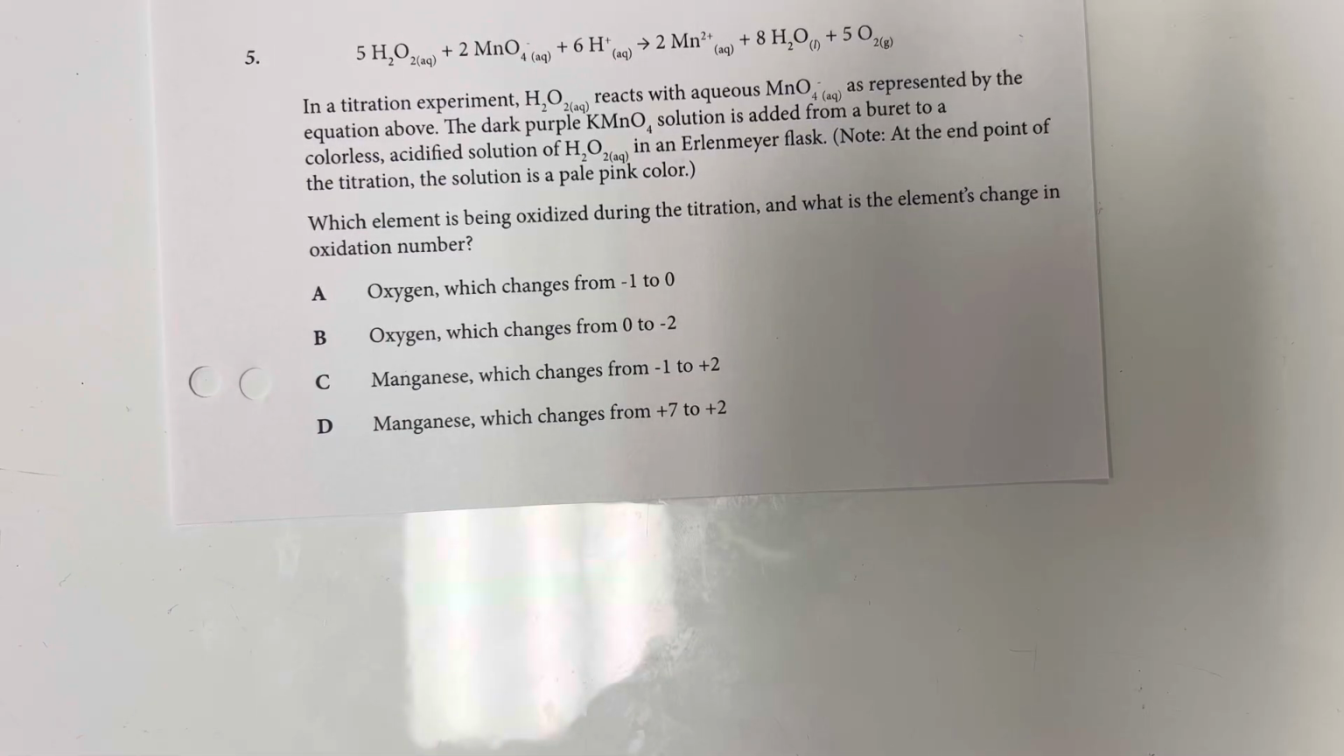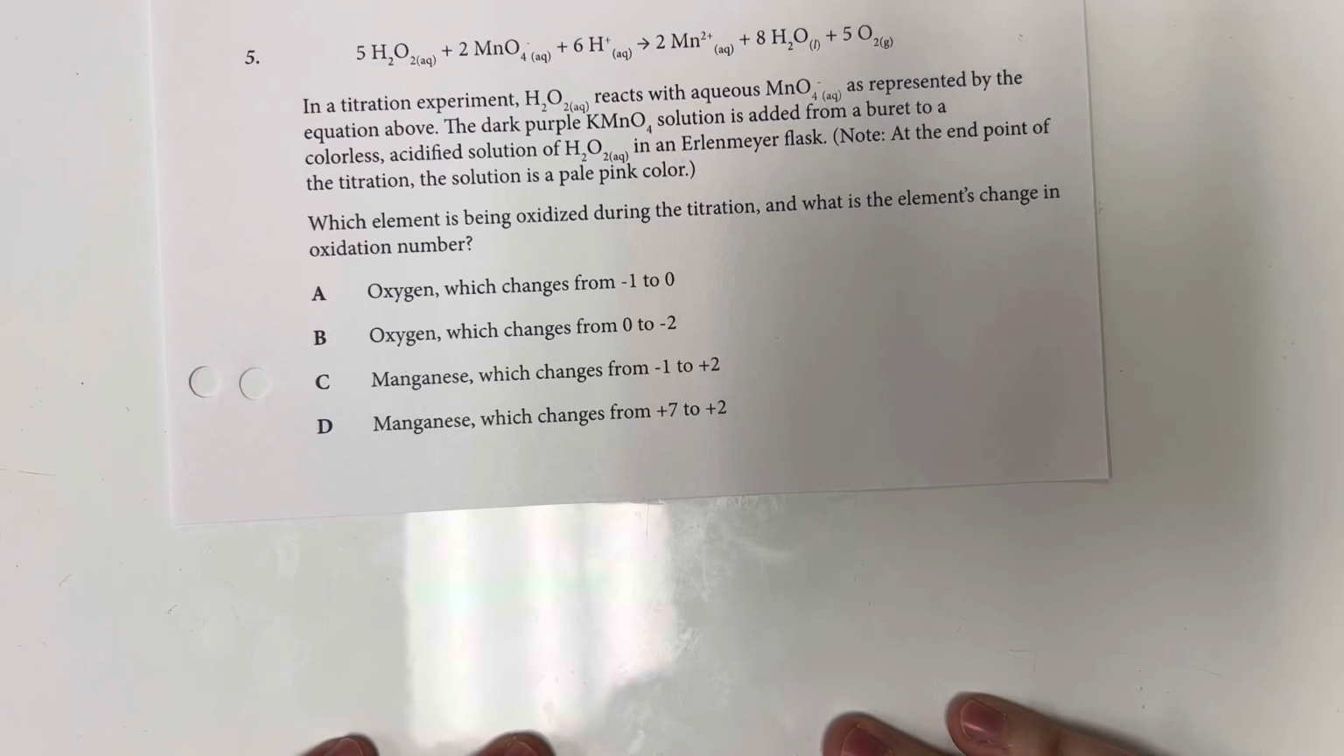The titration experiment for hydrogen peroxide reacts with aqueous permanganate as represented in the equation above. The dark purple potassium permanganate solution is added from a burette to a colorless acidified solution of hydrogen peroxide in the Erlenmeyer flask. Note the endpoint of the titration, the solution should be a pale pink color. Which element is being oxidized during the titration, and what is the element's change in oxidation number?